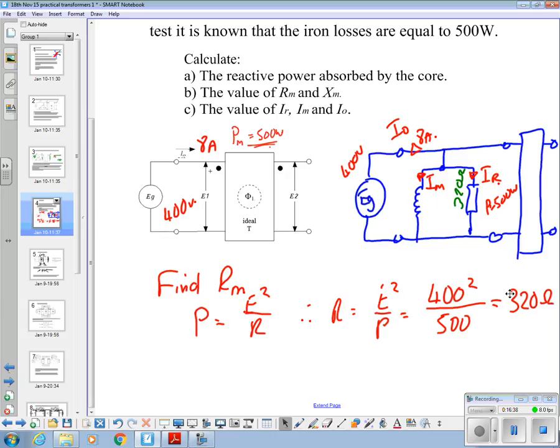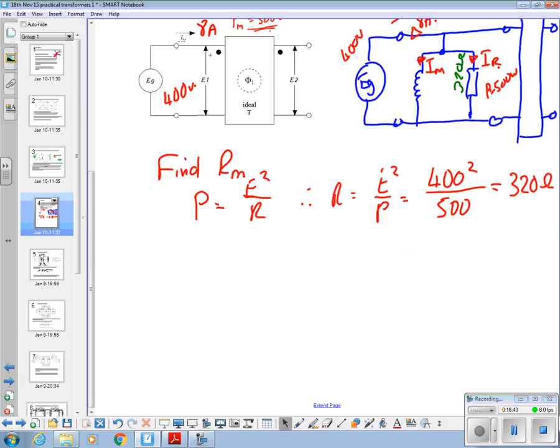So what else can we find? Yeah. Therefore, IR is equal to 400 over 320 equals.